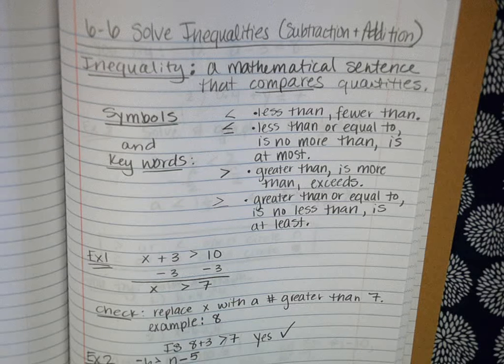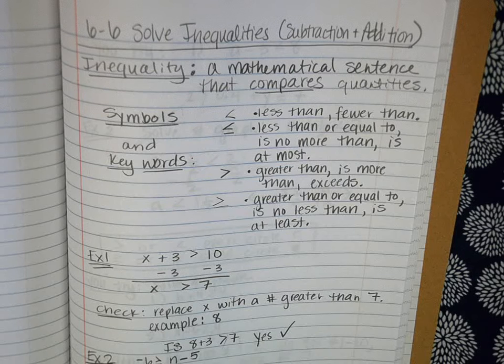All you have to do is replace x with a number greater than 7, because this says x is greater than 7. So 8 is greater than 7, right? Is 8 plus 3 greater than 7? Yeah, because that would be 11. So you can check. Now, if you had your arrow going the wrong way, if you put 8 there, you would get 11 is less than 7, and you know that was wrong. So it's just a way to check and make sure your arrow is going the right way, too.